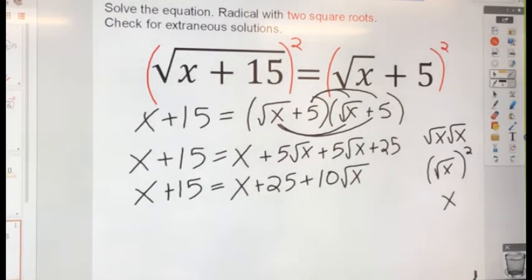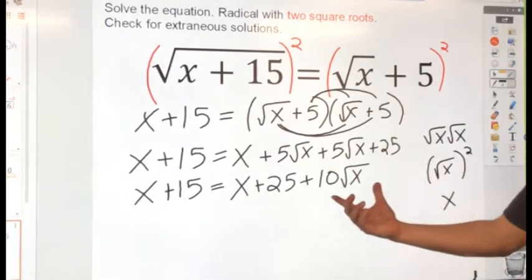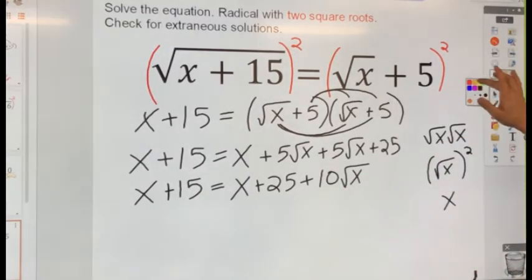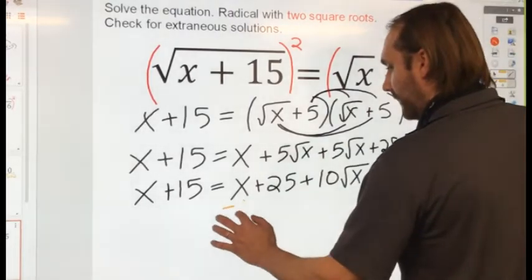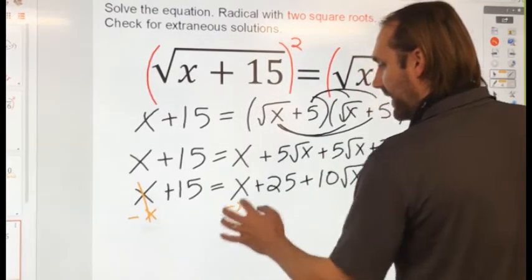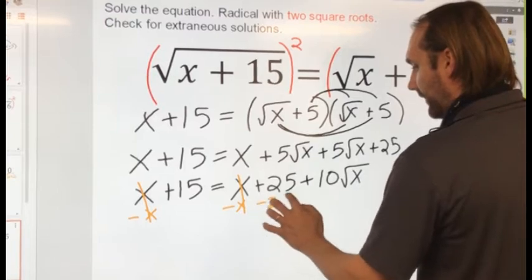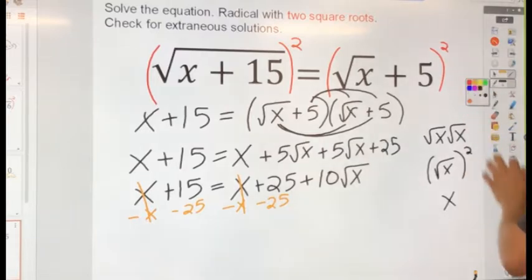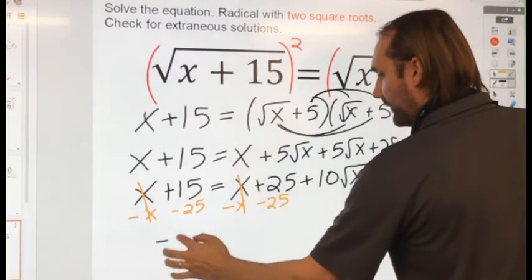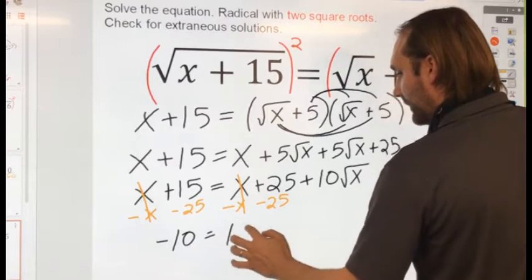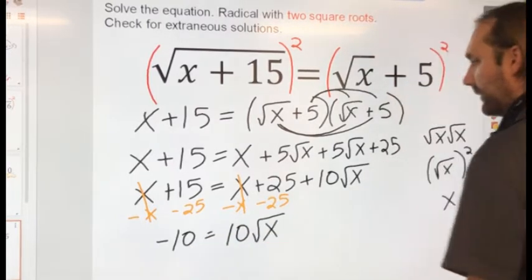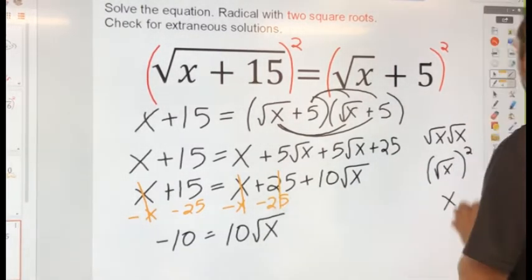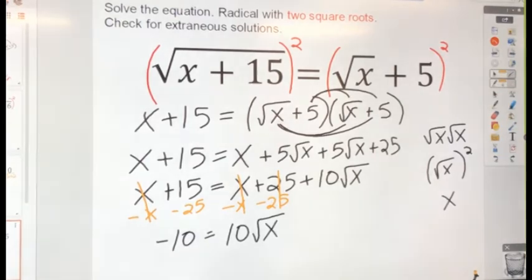Okay, so now we're kind of back to yesterday. I have one radical. What should I do first before I square? Isolate. Isolate. So I'm going to move this x over, which happens to cancel on both sides, lucky us, and this 25 over. That gives me negative 10 equals 10 square roots of x. What would you want to do next? Divide by 10. Very good.